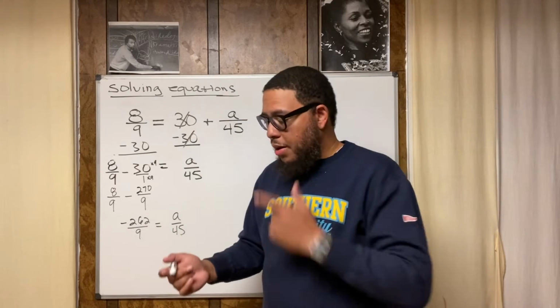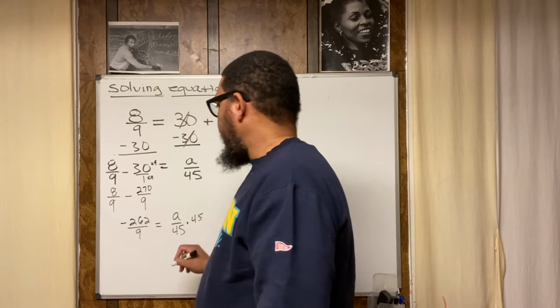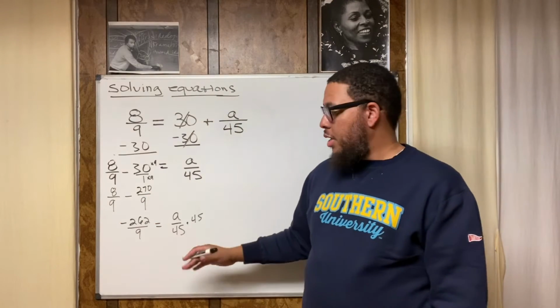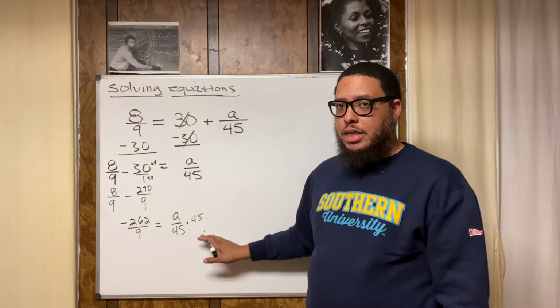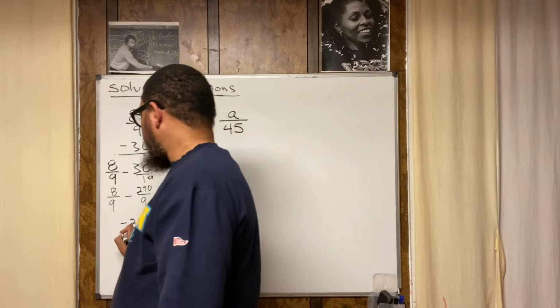And how do I do the opposite? So what I'm going to do is I'm going to multiply this side by 45. And because this is an equation and we got to maintain balance, if I multiply by 45 on the right side, I also have to multiply by 45 on the left side.